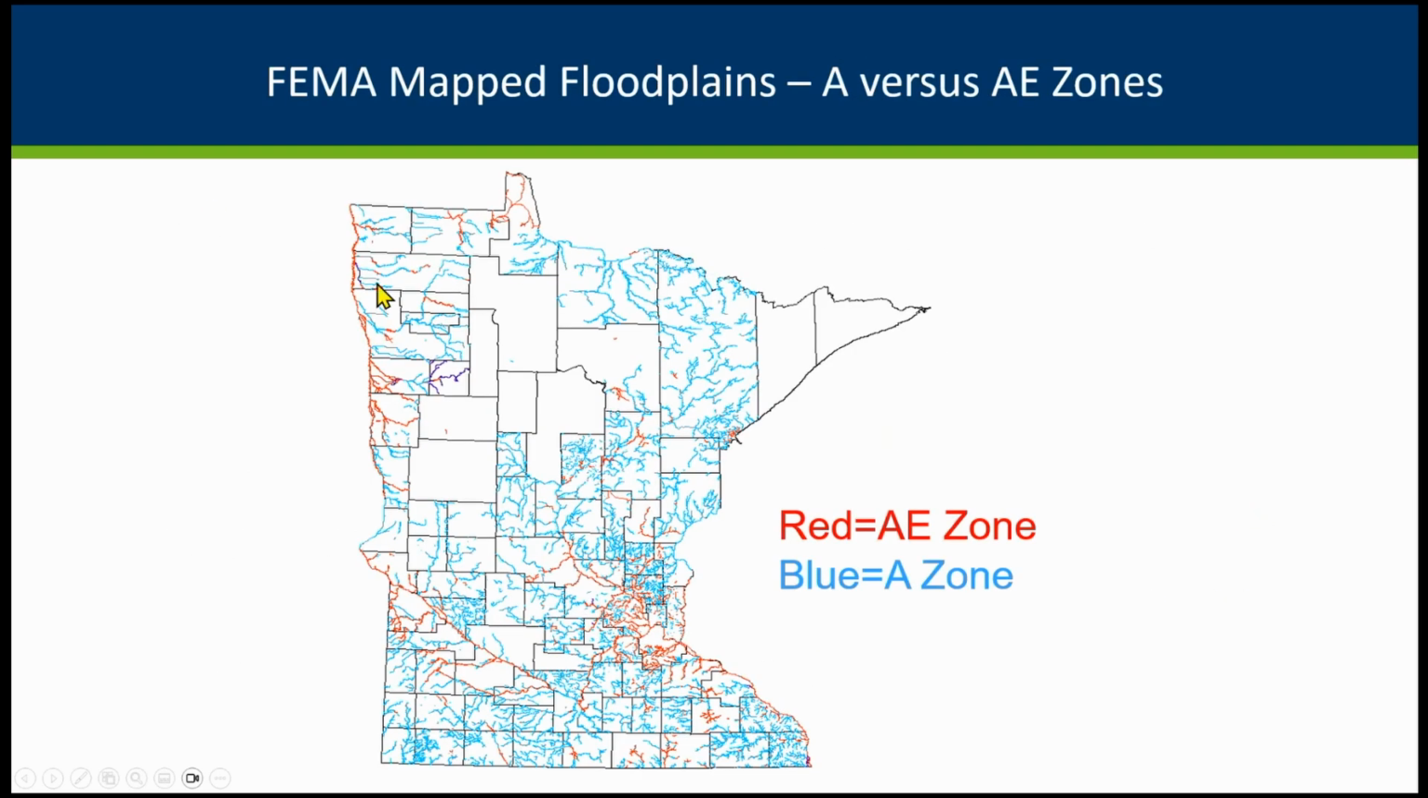So to get a feel for where we've got detailed versus A zone in the state, the detailed is mainly along the main rivers and in the metro areas, and along the Red River we've got more because we've got more flooding risk. But unfortunately in most of the state we had A zones where we didn't have much supporting data, at least not until more recent years.